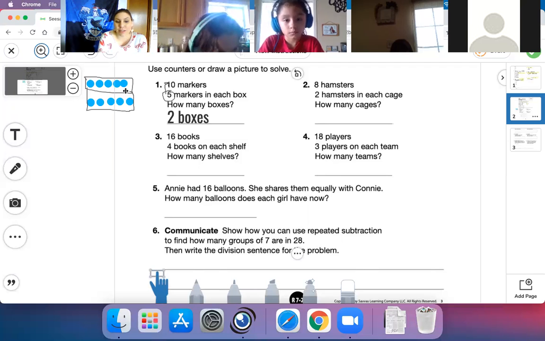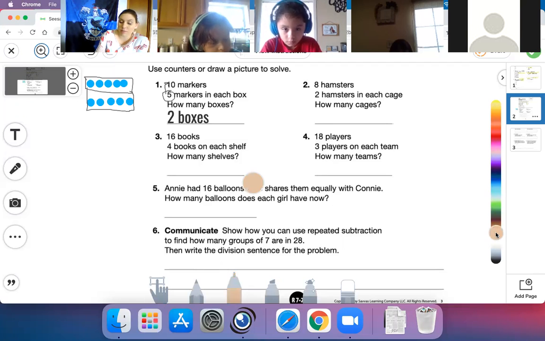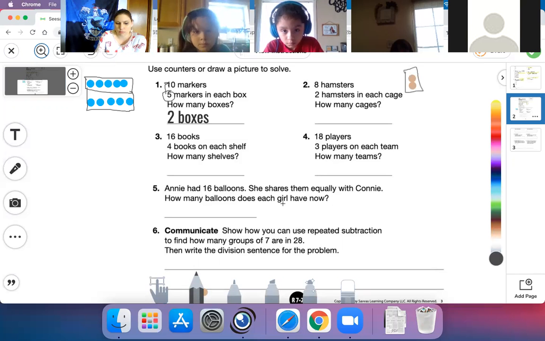So on number 2, we're going to do the same thing. There are 8 hamsters, and they can put 2 hamsters in each cage. How many cages are they going to need? So the same thing. I'm just going to grab my marker tool. It's going to make just really easy pictures. Here's 1, 2 hamsters. They can fit in a box or in a cage.